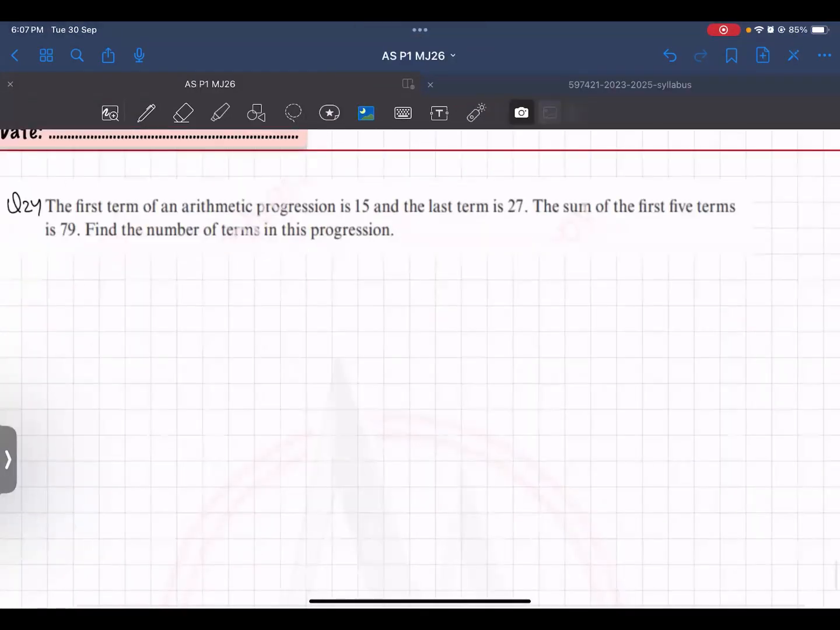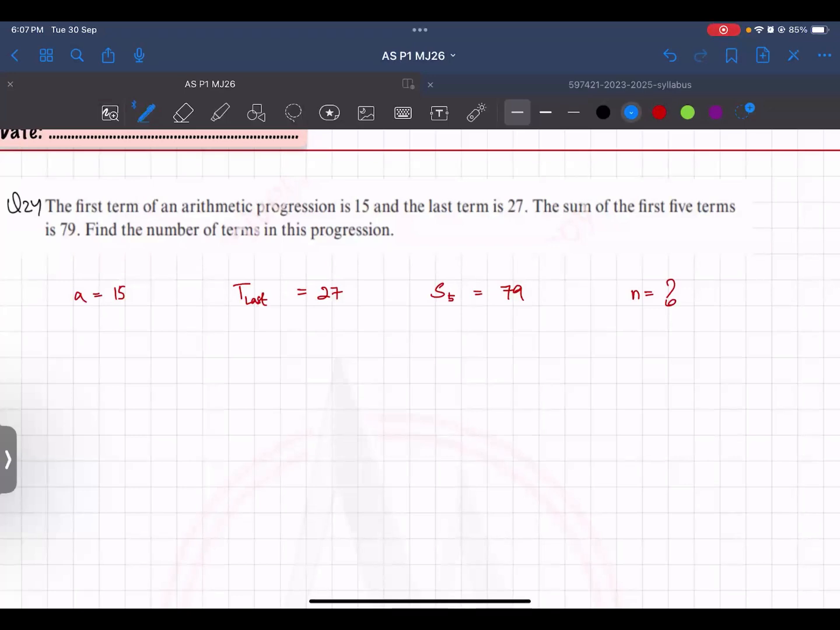The first term of an AP is 15. So A is 15. The last term, the last one, we don't know. The last one is 27. The sum of the first 5, S5, is given to you as 79. They're asking you to find the number of terms, the total n. So with the information they have given you and with the formulas that you know, you will form equations and then you will solve them.